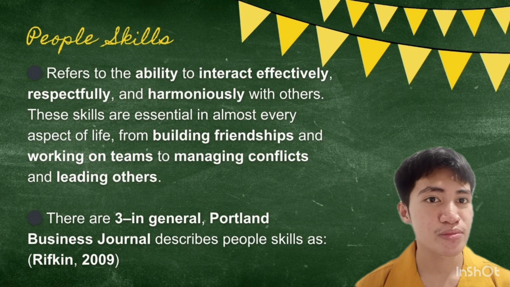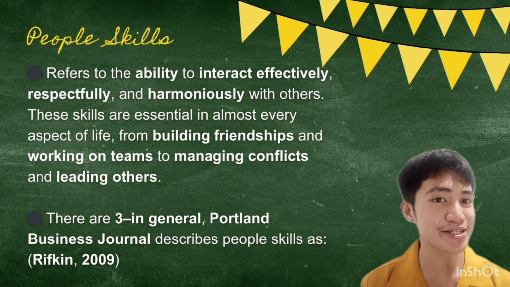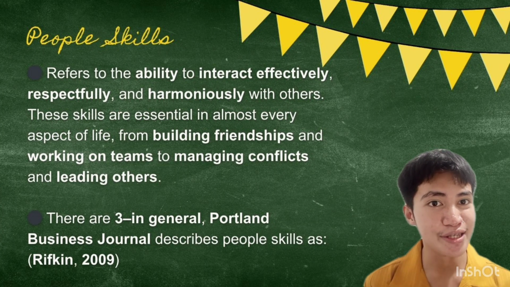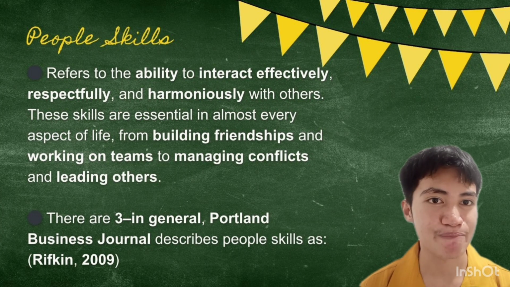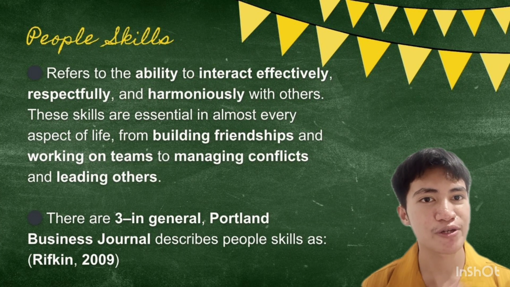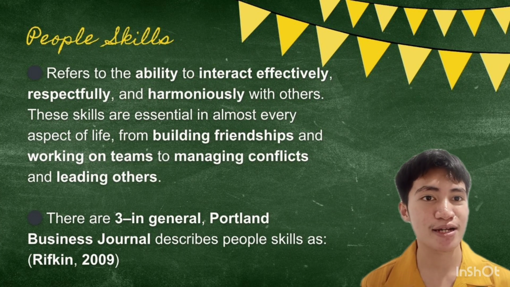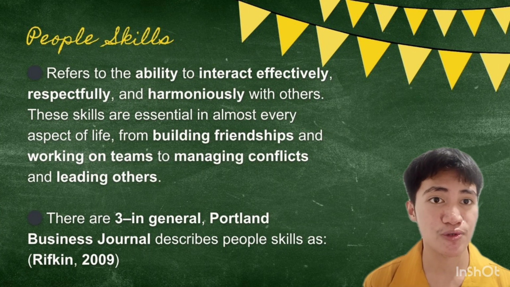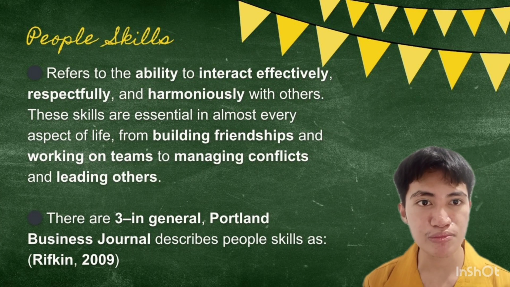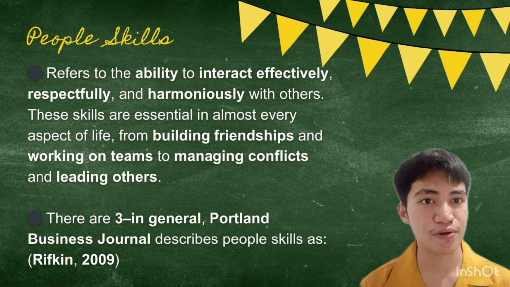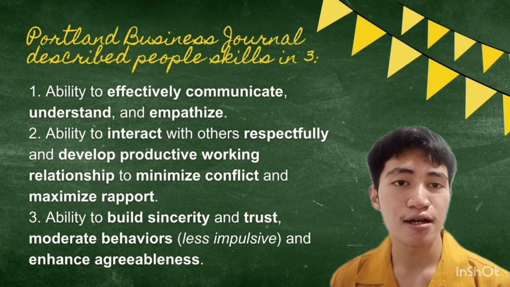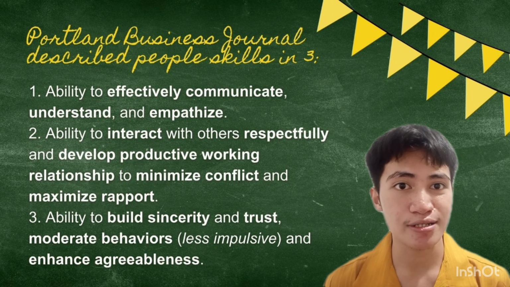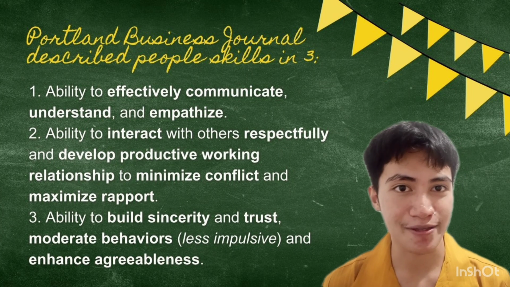Number three, understanding ability, is the ability to guide, to influence, or to help people work better together. An example scenario: when your classmates argue, you help them calm down and try to suggest solutions. There are other examples of people skills. Today we are going to talk about people skills according to the Portland Business Journal by Rifkin 2009.